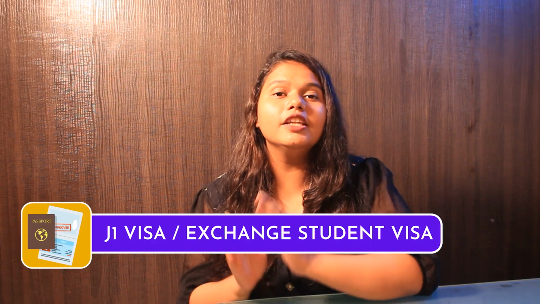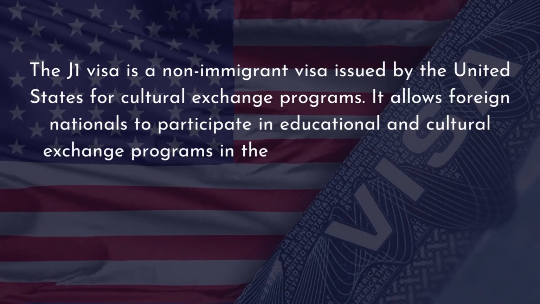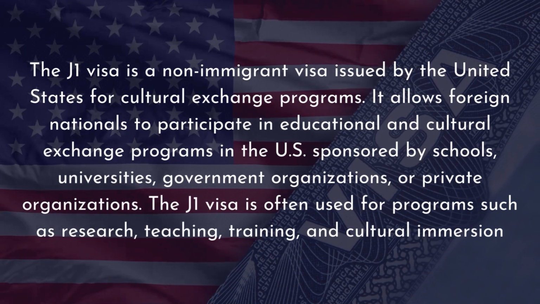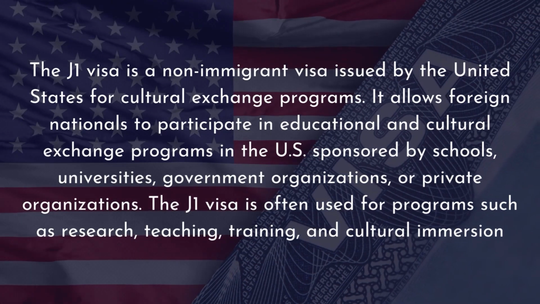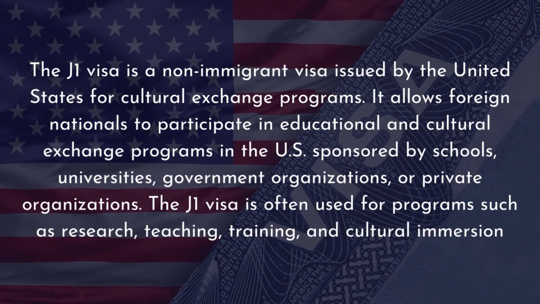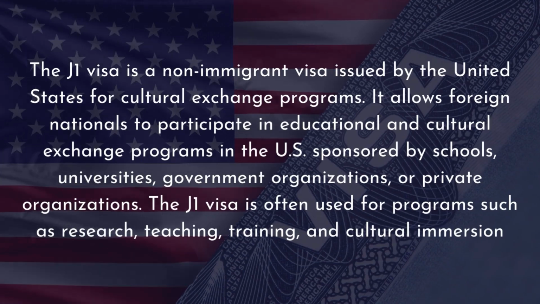Now let's talk about the third visa type, that is J1 visa or the exchange student visa. The J1 visa is a non-immigrant visa issued by the United States for cultural exchange programs. It allows foreign nationals to participate in educational and cultural exchange programs in the USA. The J1 visa is often used for programs such as research, teaching, training, and cultural immersion.